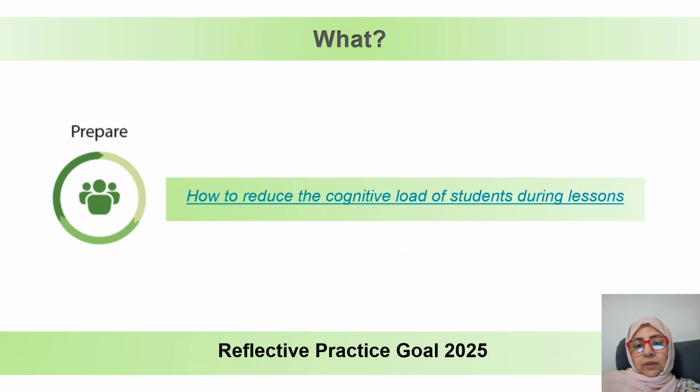I kept the goal for my reflective practice: how to reduce the cognitive load of students during lessons. This is an article by Ian Keller on Edutopia, and I have used it to inform my reflective practice. Cognitive load theory is full of lots of ideas about how students learn and how best we can support that learning. After reading this article, I came up with 10 key points of what helps reduce the cognitive load of students.